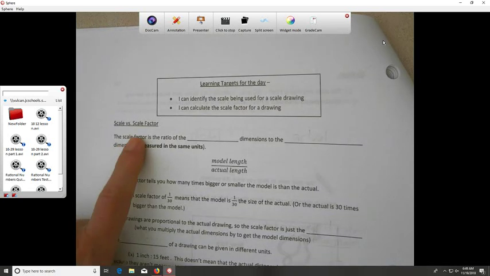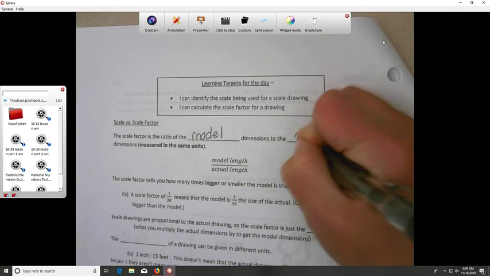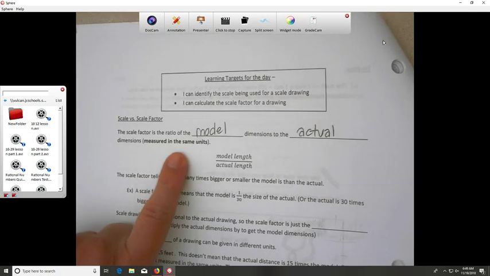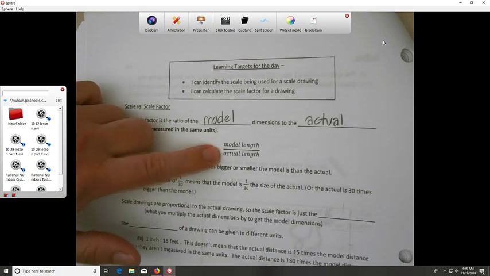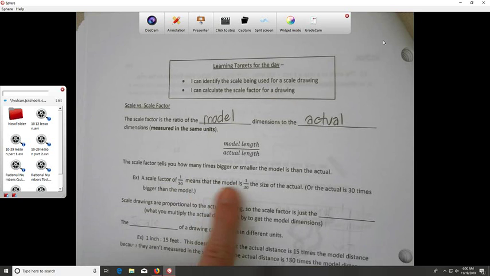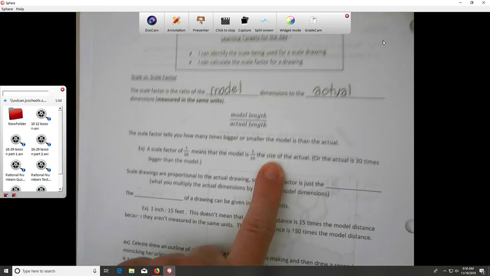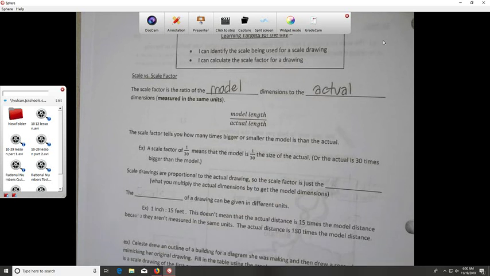So the scale factor is the ratio of the model dimensions to the actual dimensions measured in the same units. They have to both be inches or both be feet or whatever. Once you have the same units, then it's just this ratio or fraction, model over actual. What the scale factor tells you is how many times bigger or smaller the model is than the actual. For example, a scale factor of 1/30th means that the model is 1/30th the size of the actual. The other way to think about that would be the actual thing is 30 times bigger than the model.